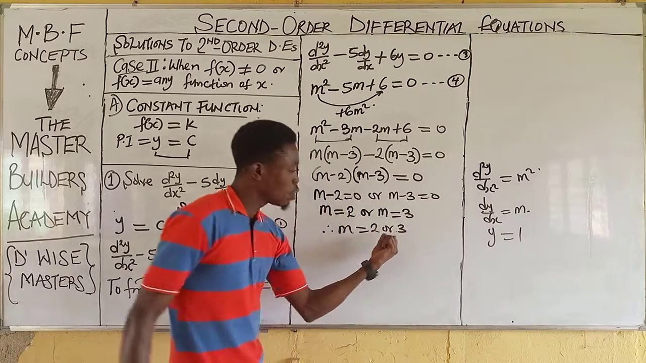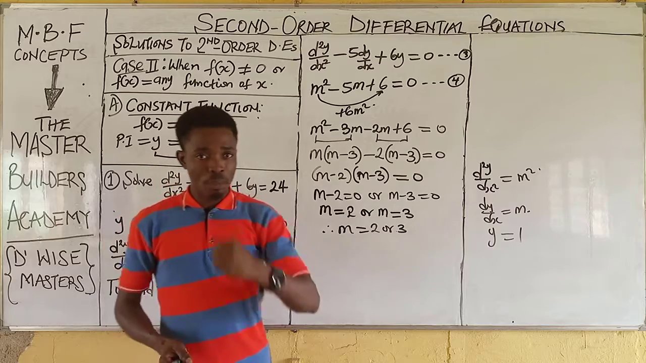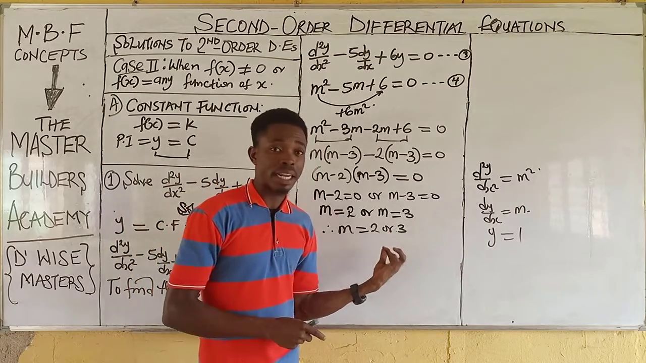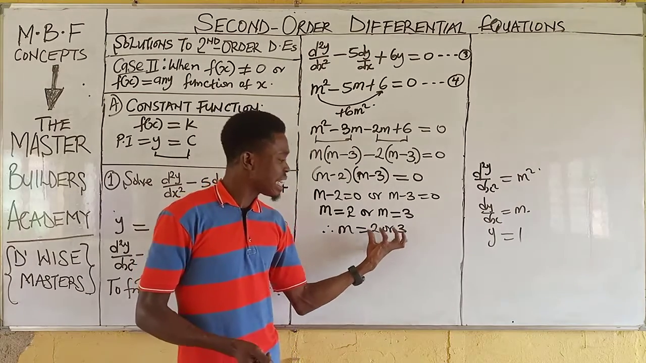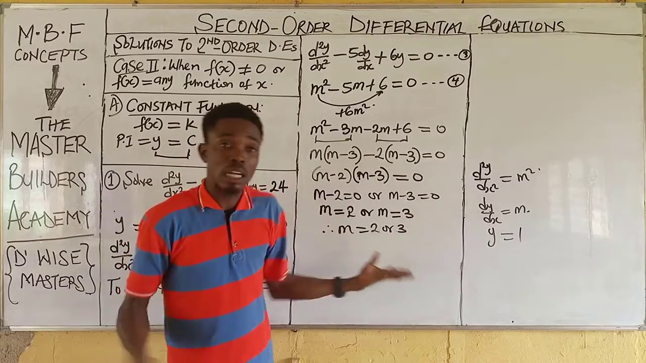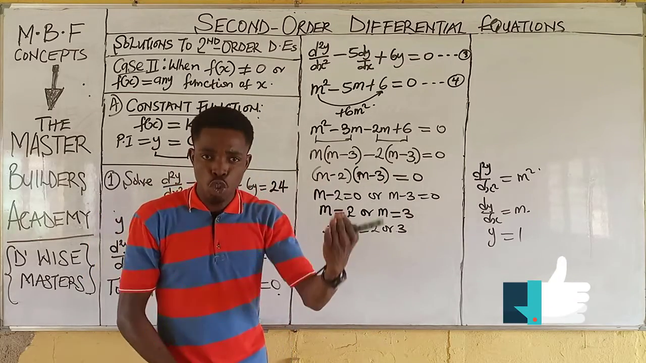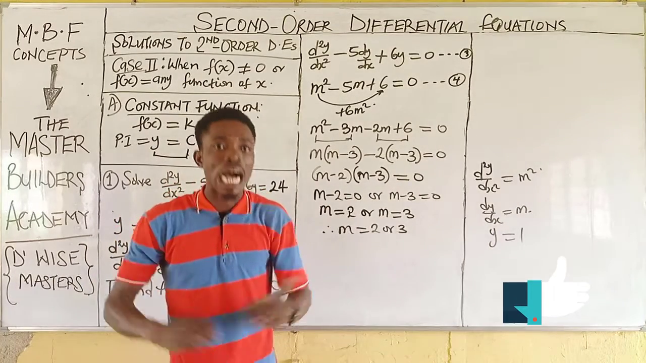Now that you have the values of m, listen carefully. This is where technicalities come in. You now need to understand what the roots are that you have. Are they real? Yes. Different? Yes. That's it. So we have real and different roots. They are real, but they are not the same value. That means they are different. Now, what is the general solution for a second order differential equation that has real and different roots?